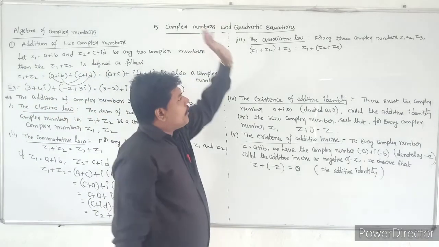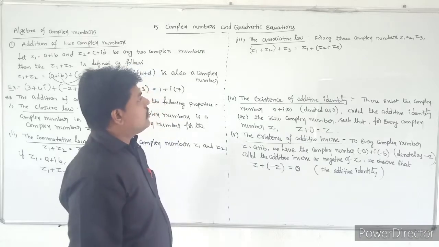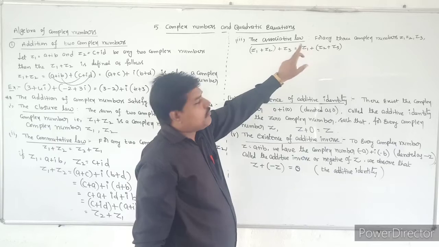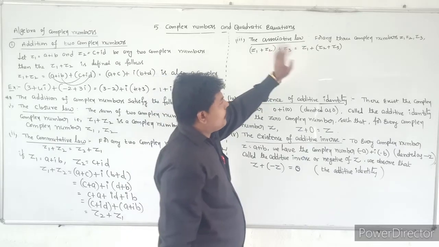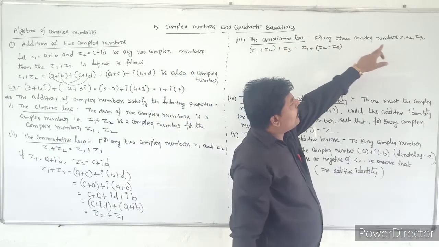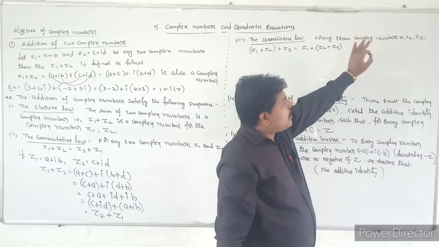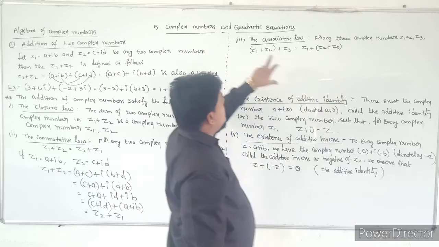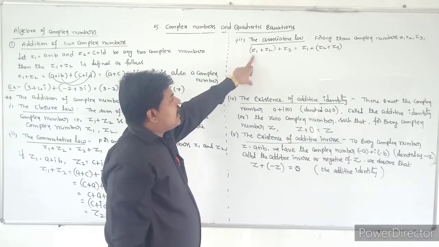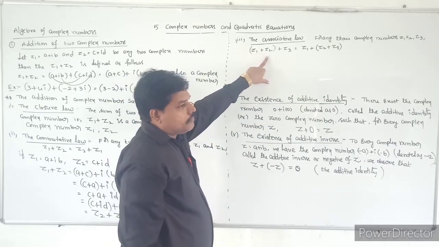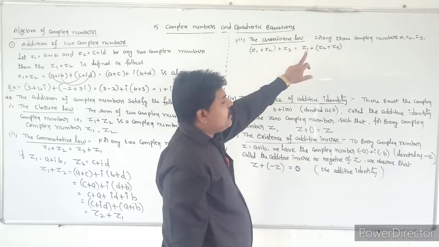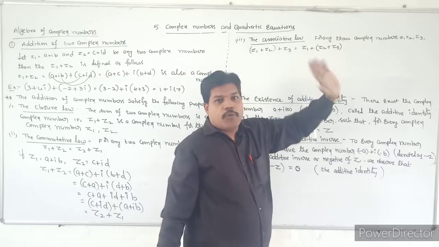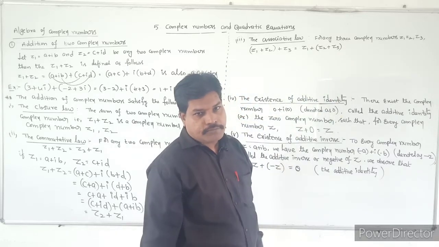Next, see property number 3. What is that one? The associative law. What is the meaning of the associative law? For any three complex numbers Z1, Z2, Z3, I am taking the three complex numbers. So what is the associative law? Z1 plus Z2, plus Z3, is equal to Z1 plus, Z2 plus Z3. Both are the same.